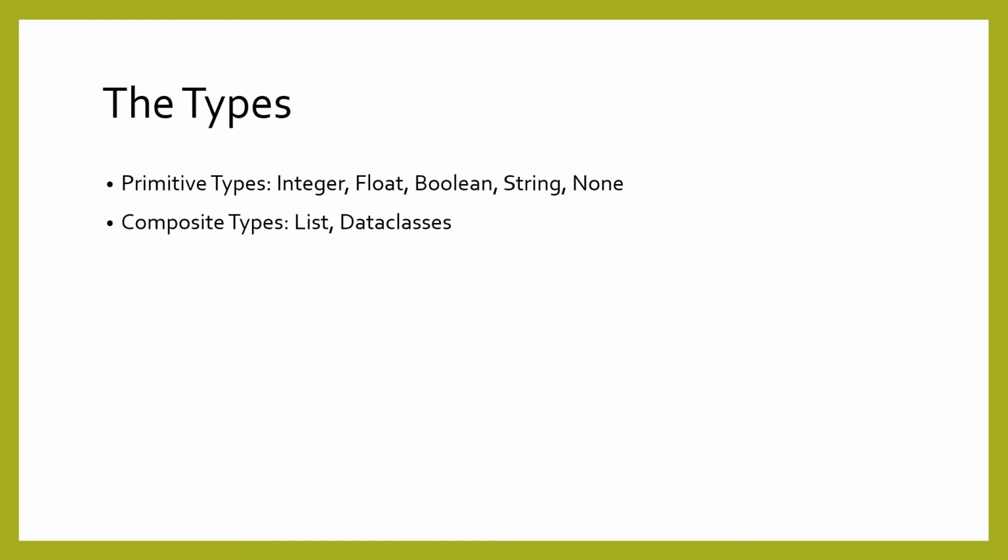In the earlier parts of this chapter, we saw how we could mix and match those composite types to make lists of data classes inside of data classes, and lists of lists. But there's actually no limit to how much we can combine these different types.